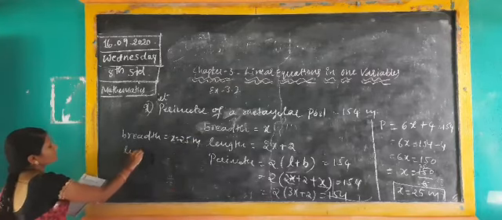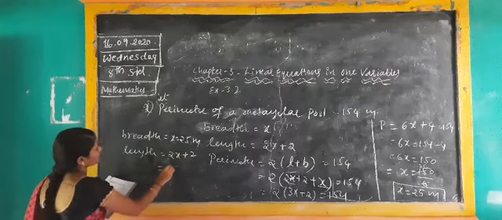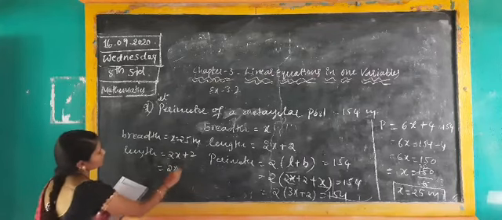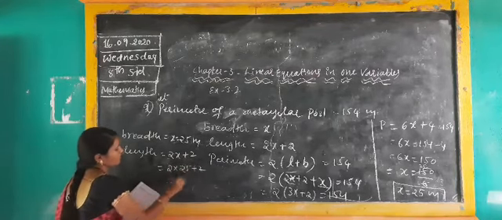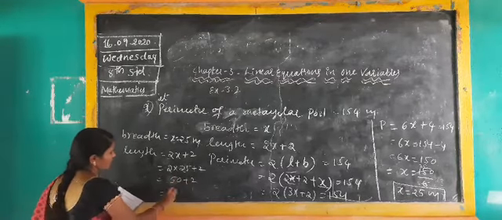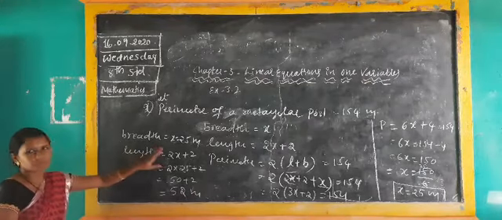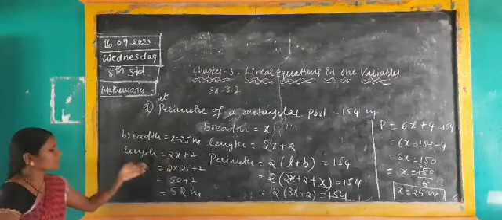What about length? Length, what is there? 2x plus 2. You have to add 2x. How much? 25 2s are, you will get 50, plus 2. What is the value? 52 meter. Breadth will be 25 meter and length will be 52 meter.